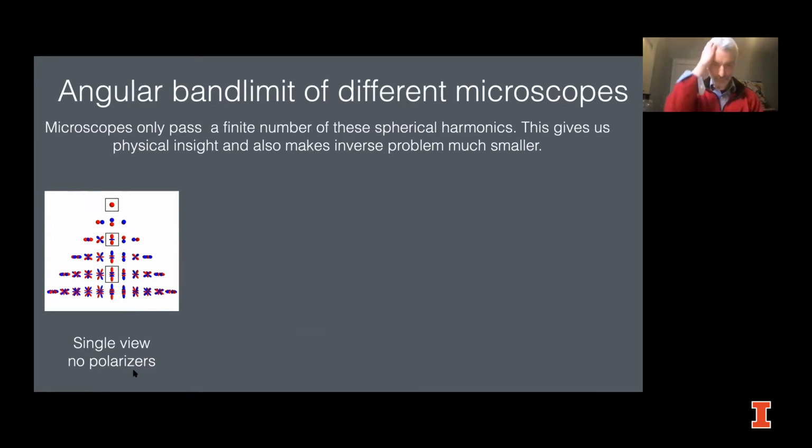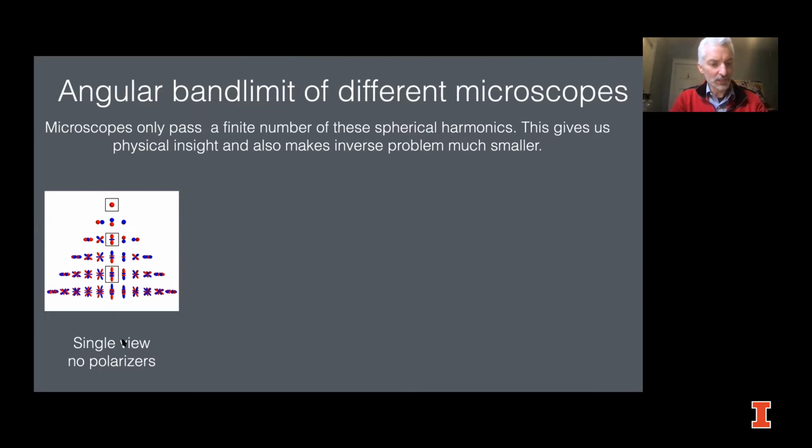So a single view microscope with no polarizers can only pass the spherical harmonics shown here, surrounded by squares. One thing I should point out, we're never going to pass the odd spherical harmonics, L equals 1, L equals 3, L equals 5. Those are always irrelevant in our problem because of the mirror symmetry I've mentioned a couple of times, because we don't need them to represent a distribution function that has mirror symmetry. Okay, so those are always irrelevant. It's just the even L equals 0, L equals 2, L equals 4 bands.